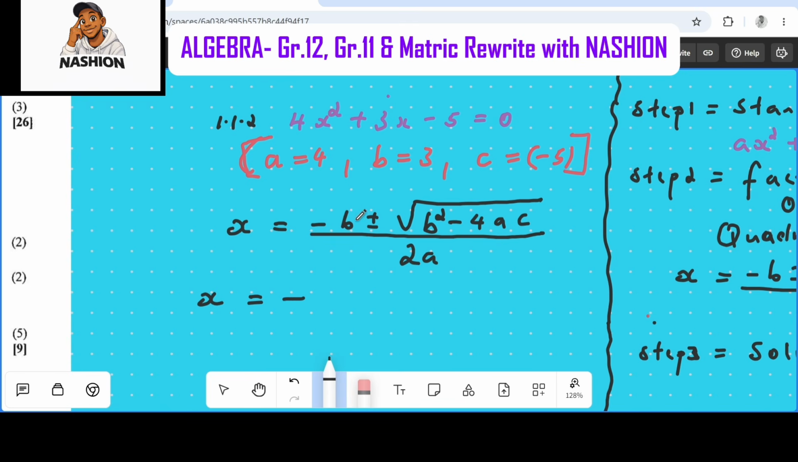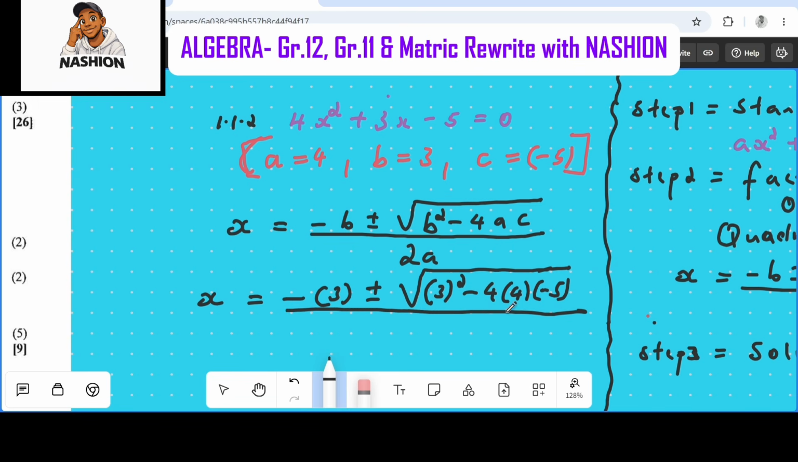Let's start with B, which is 3. Sometimes, guys, B can come already negative, so it's important that you use the brackets in case it's negative. You see, plus or minus the square root of B squared. That's 3, this time squared, minus 4, A is 4 and C is negative 5.